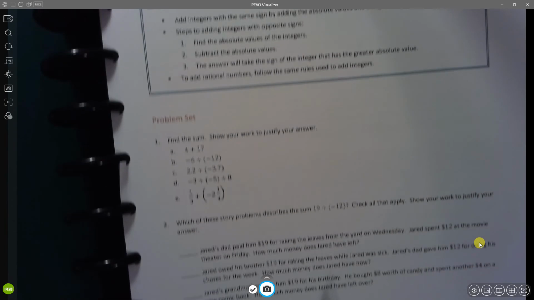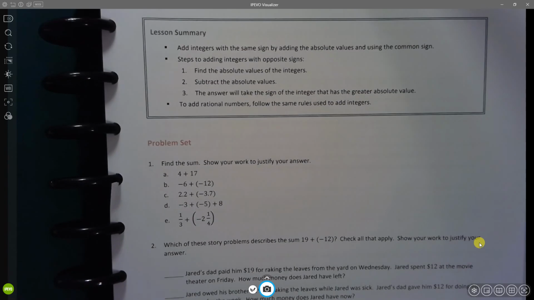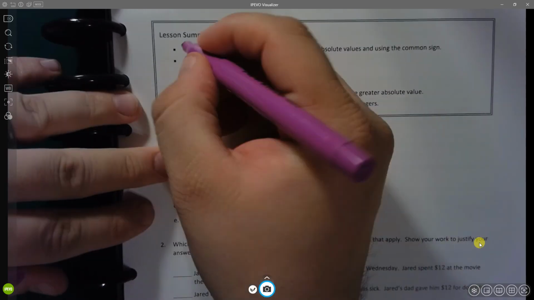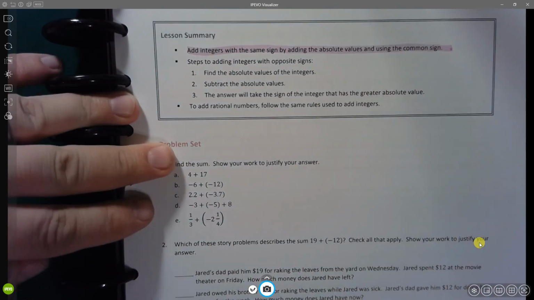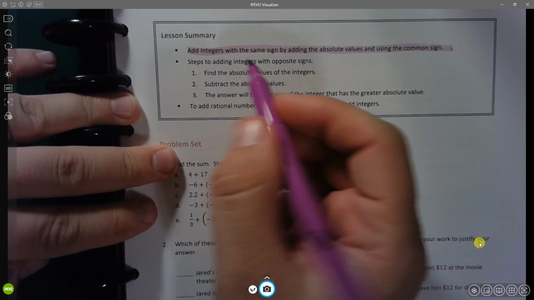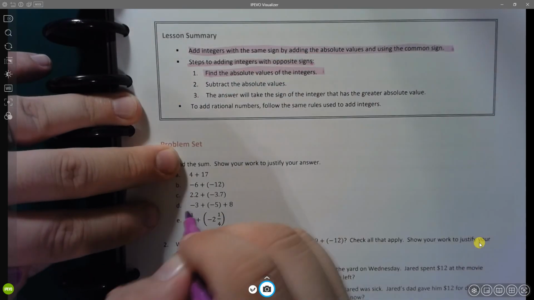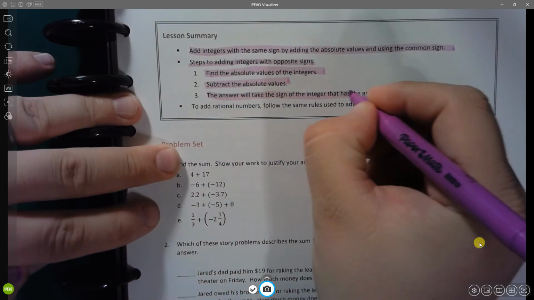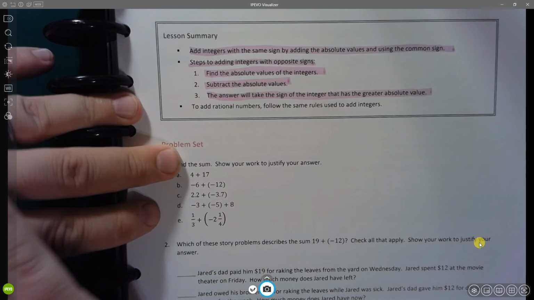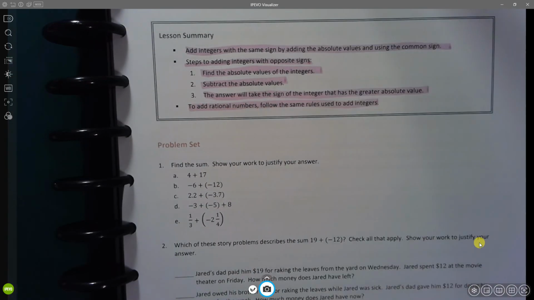We are going to go through a quick lesson summary here. Let's go through this together. When adding integers with the same sign, you add the absolute values and use the common sign. Steps to adding integers with opposite signs: find the absolute values, subtract the absolute values. The answer will take the sign of the integer that has the greatest absolute value. To add rational numbers, you're going to follow the same rules as adding integers.